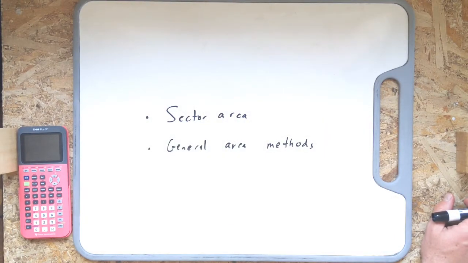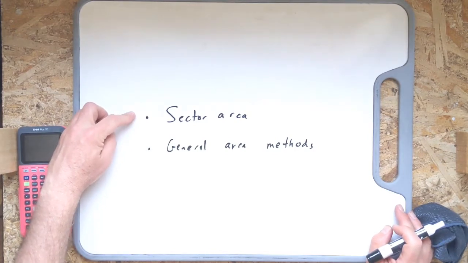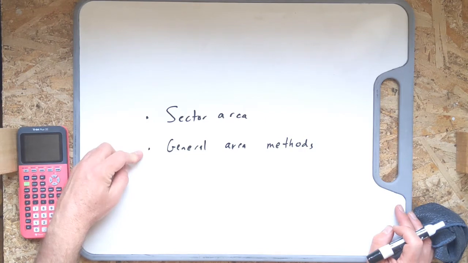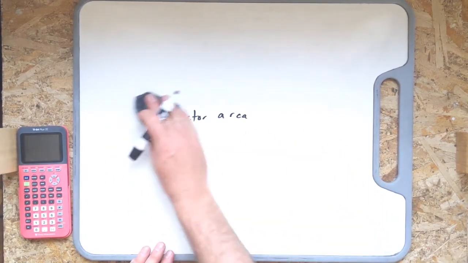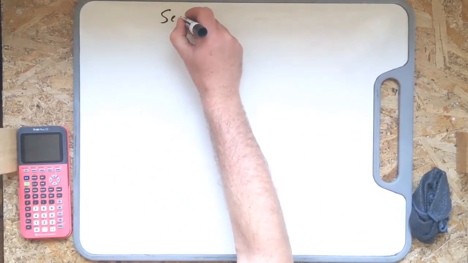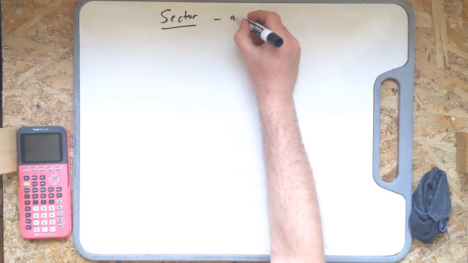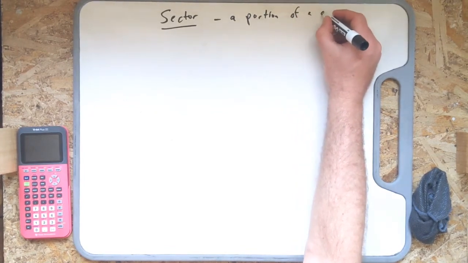We're going to cover another aspect of circles today called sector area. And in addition to that, that's not a huge topic, we're also going to talk about general area problems and how you solve them. Okay, to start with, I'm going to define a sector. So a sector is a portion or section of a circle.